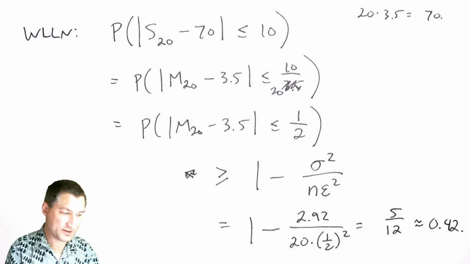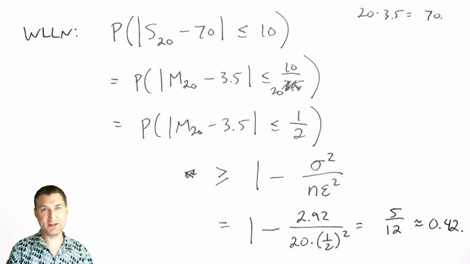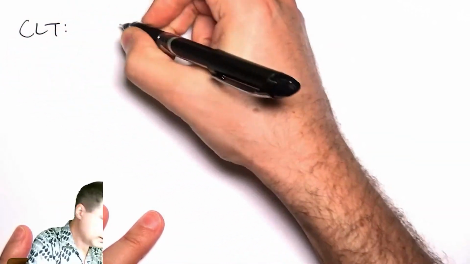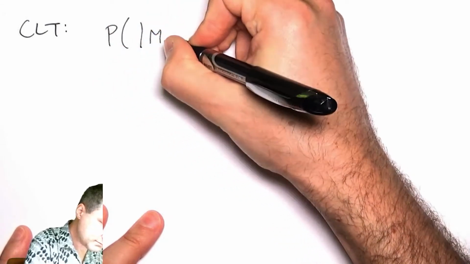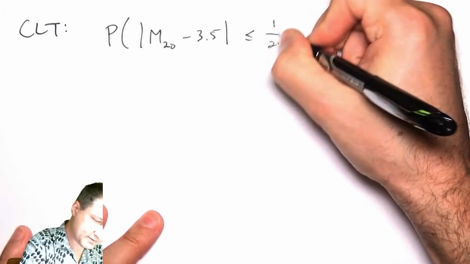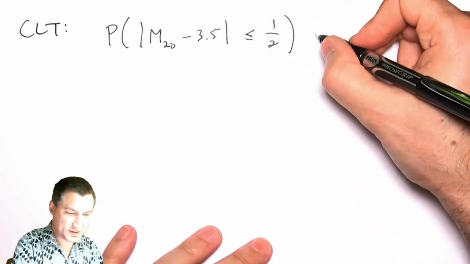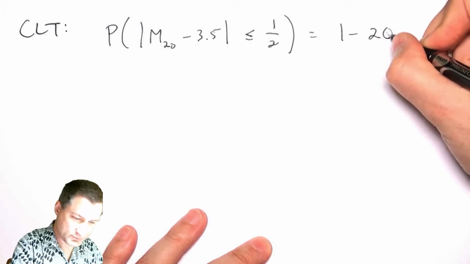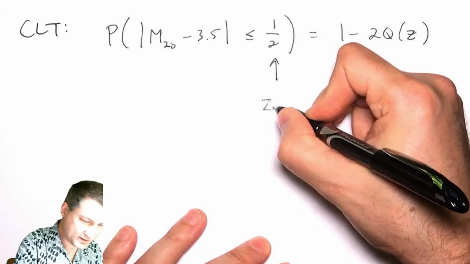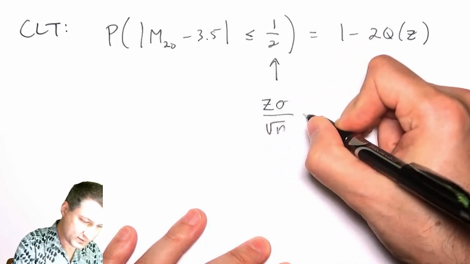Now the different way of doing it would be to say, hey, after I do 20 examples, the sum of these things is really close to a Gaussian. So I should be able to get a very precise estimate for the probability. The central limit theorem would say the probability that this mean minus this number is less than or equal to 1/2 would be equal to 1 minus 2Q of z, where this z is z sigma over square root of n equals 1/2.